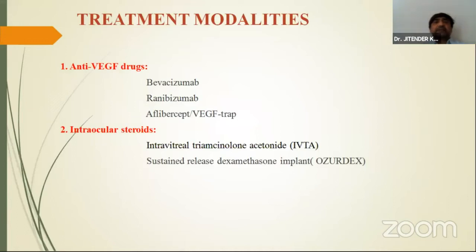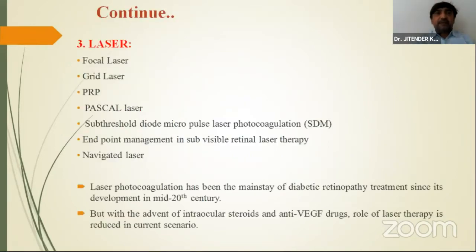Basically, what are the treatment modalities of diabetic retinopathy? They include anti-VEGF drugs, intraocular steroids, and lasers. The different types of lasers we use are the focal laser, grid laser, PRP, Pascal laser, sub-threshold, and navigated lasers. Laser photocoagulation has been the mainstay of diabetic retinopathy treatment since its development in the mid 20th century.